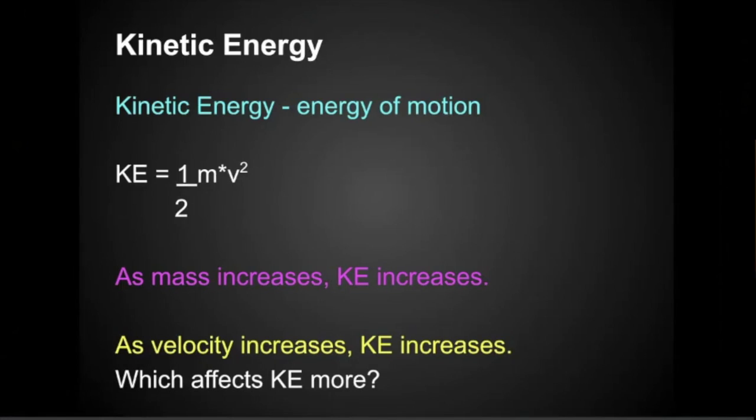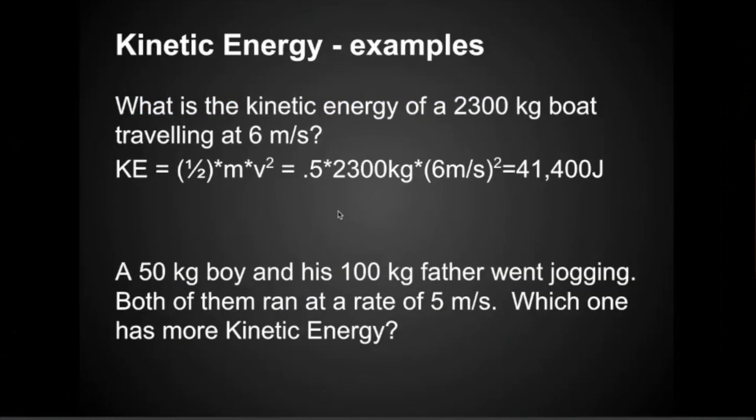It says, which affects KE more? And the answer to that is the velocity, because if I change the mass here, if I double that, I will double the answer here. But if I double whatever my velocity was, I then square that double, and then that's going to quadruple my kinetic energy. So speed is really the main factor in what changes kinetic energy.